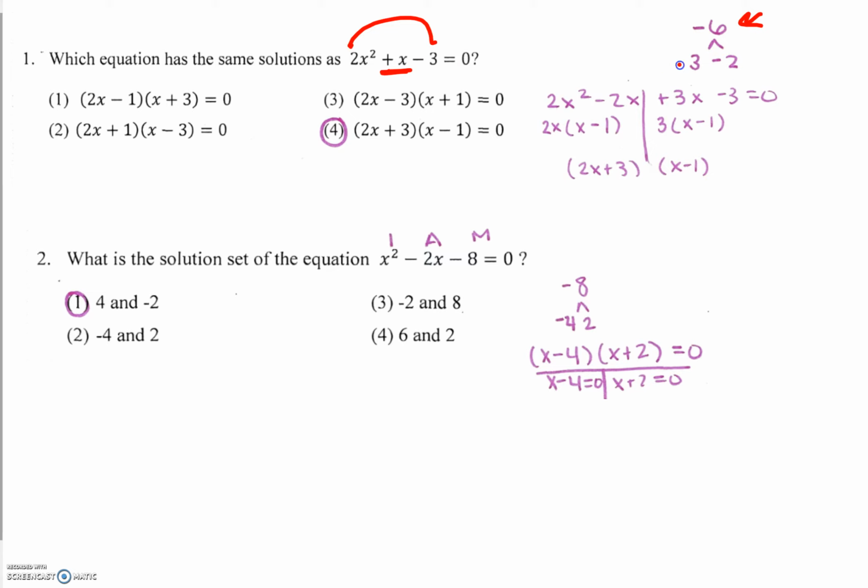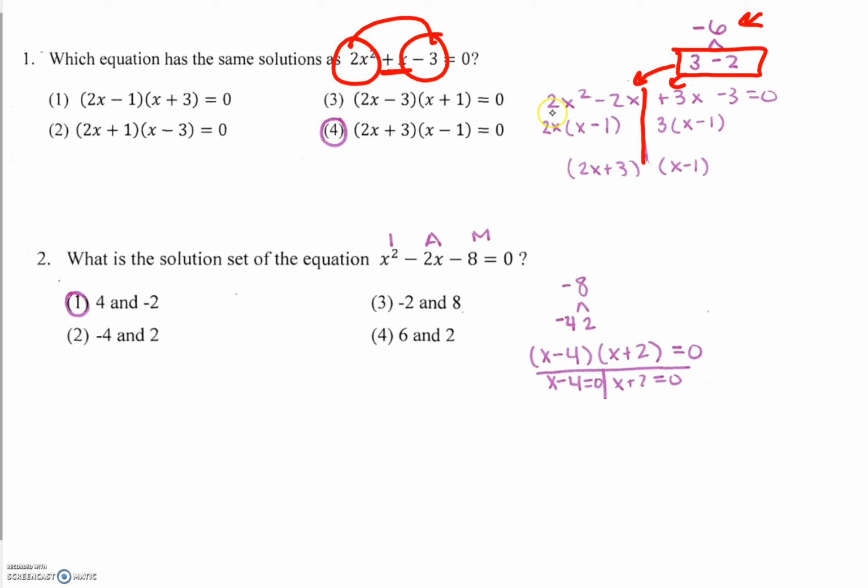Once we have those two numbers, we're going to take our 2x squared and our negative 3 and bring them down, kind of like what we did right here. Then what we want to do is take these two numbers and put an x with them in between. So 2x squared minus 2x plus 3x minus 3. From here, split down the middle and pull out the GCF.